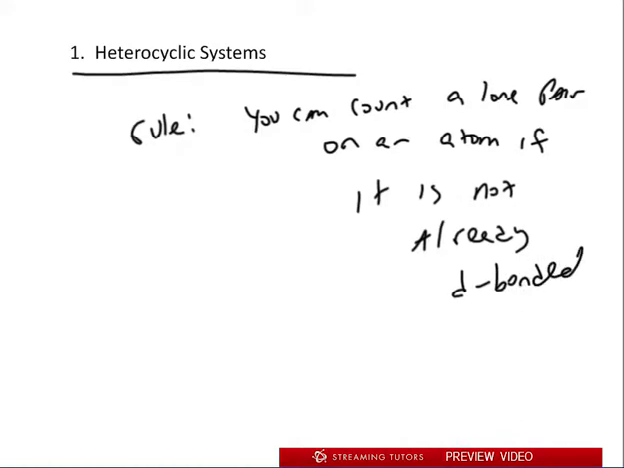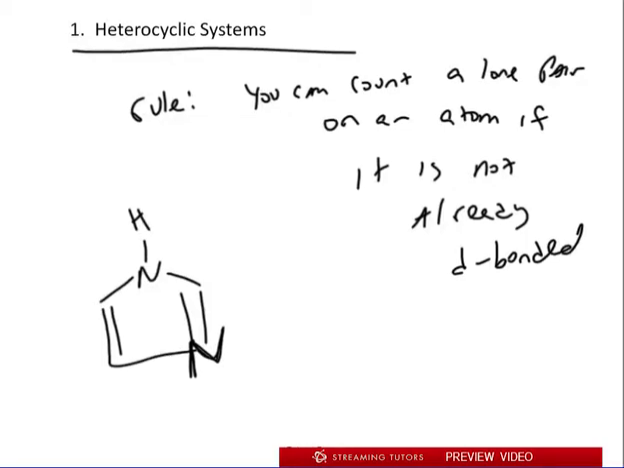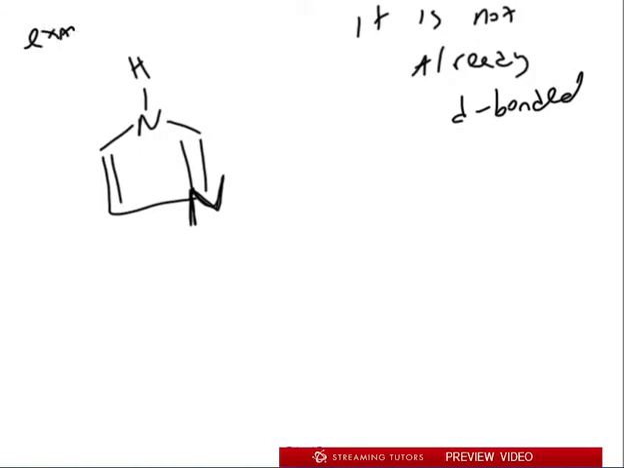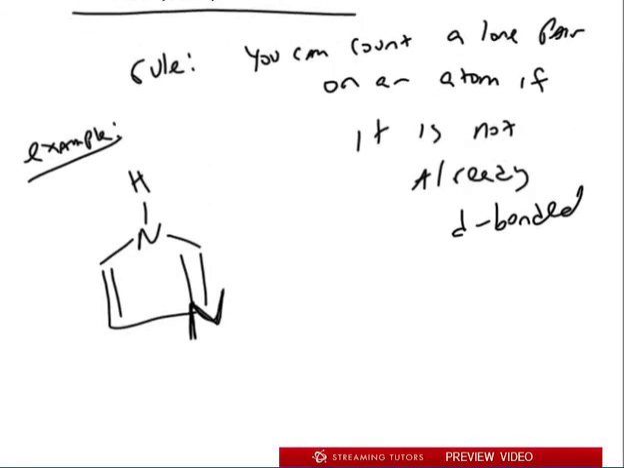Now, here's what I mean. Let's say, for example, I have a ring system like this. We have a nitrogen here, and let's actually put a nitrogen right there. So this is a nitrogen in two places. Now, this has an H, and I wanted to decide, is this aromatic? So here's my example. Well, this is a heterocyclic system because it's not all carbons. There's a nitrogen here and a nitrogen there, right? So it's more than just carbon.